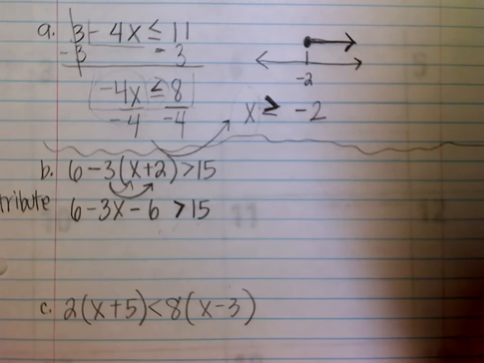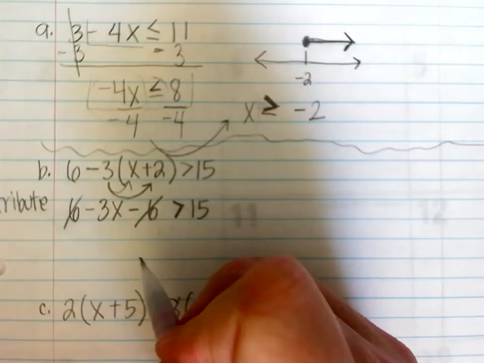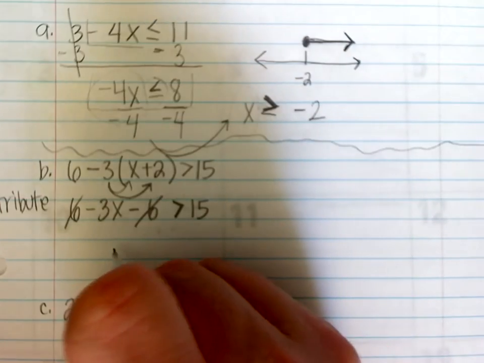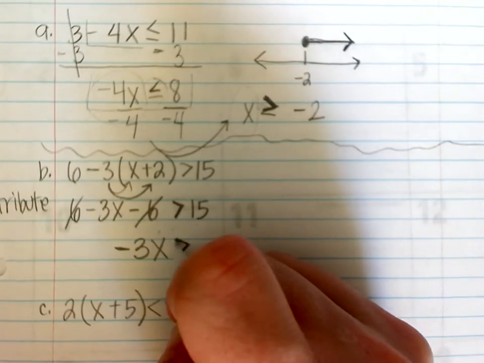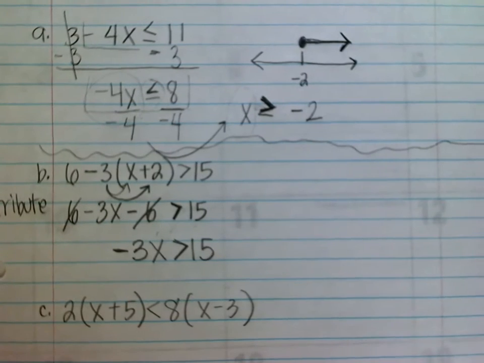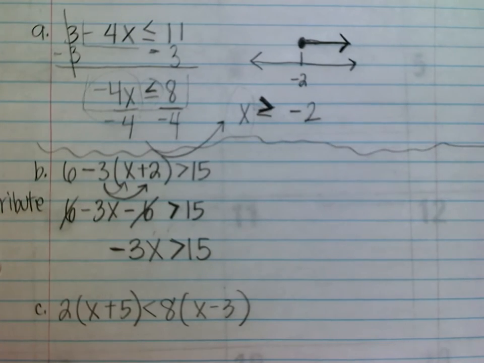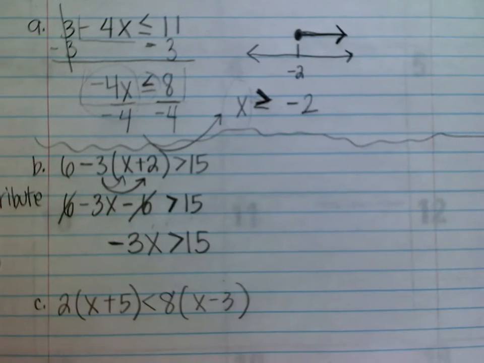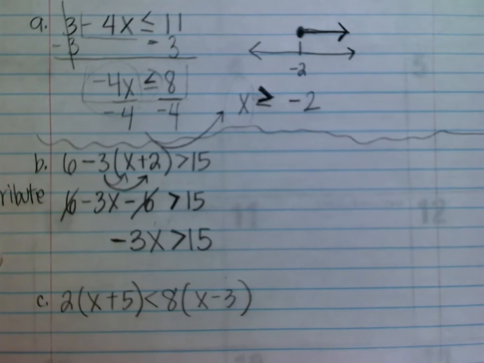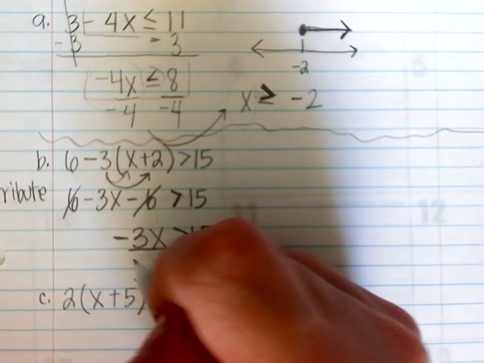See anything we can put together, Georgiana? Yeah, I like that. Those cancel. 6 minus 6 equals 0. All I'm left with is -3x is greater than 15. How many of you forgot that negative sign? Okay, that's okay. What am I going to do last, Roslyn? Divide. By -3. All right, she remembered.